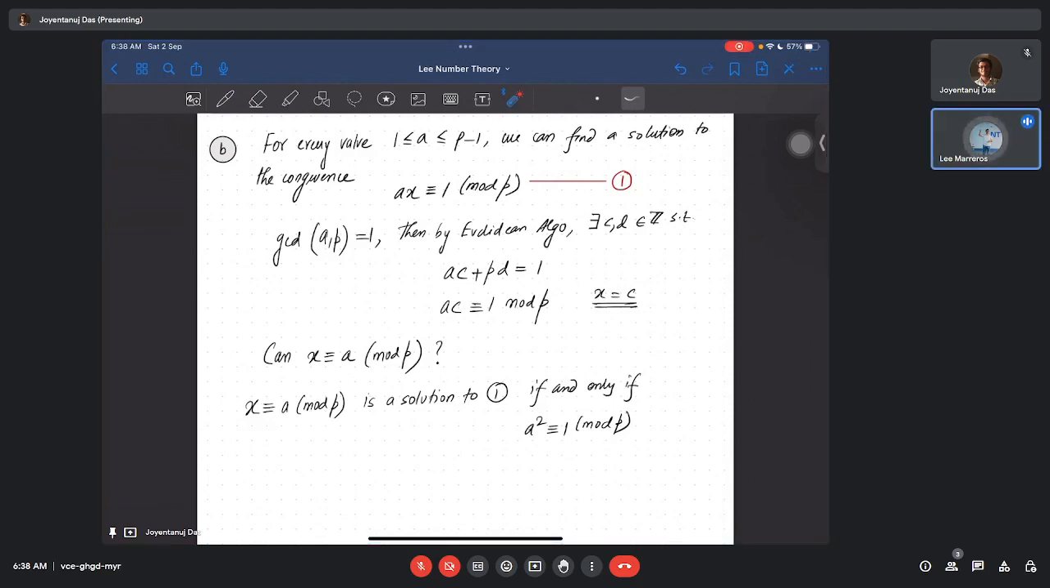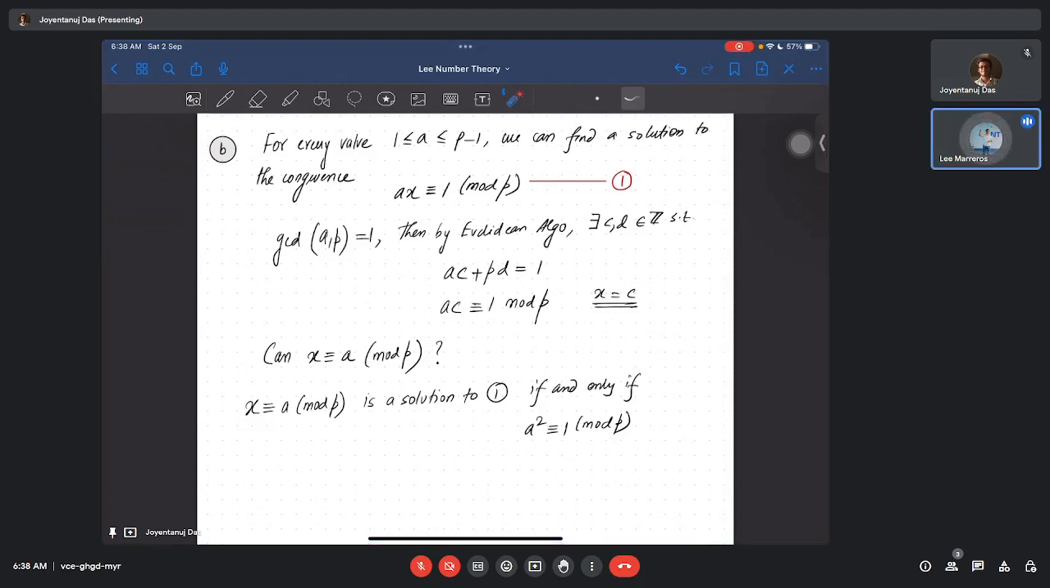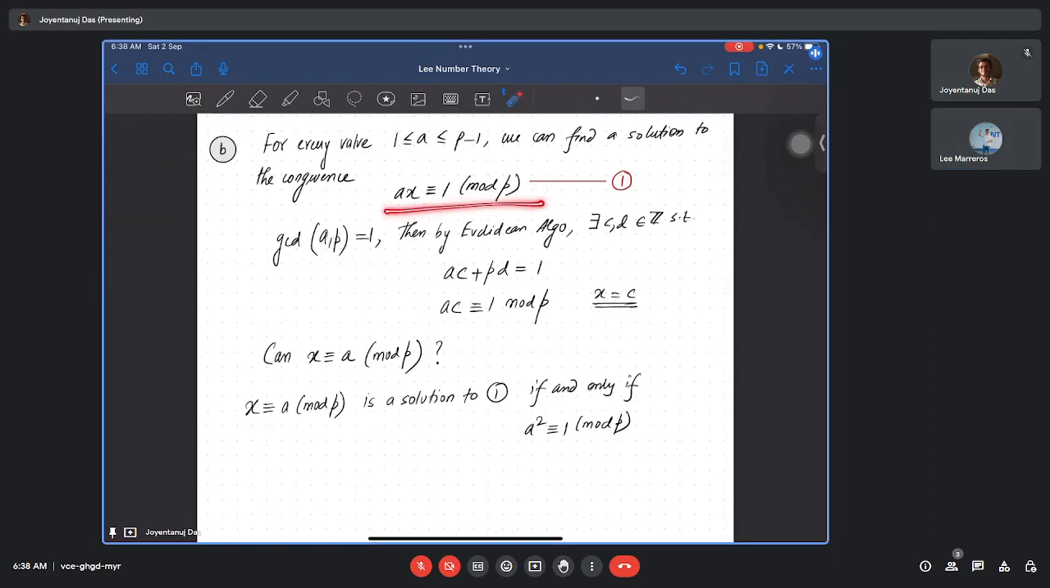You're saying x is equivalent to a mod b, if equation 1 holds. Okay, but I don't see the relation. No, no, I'm saying that this equation has a solution, that we understood. Now I want to see at what condition x equals a is a solution.